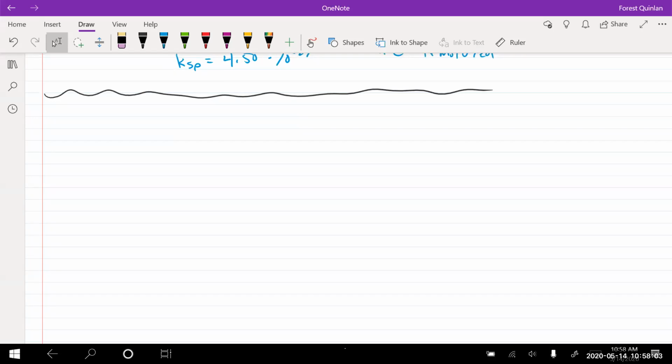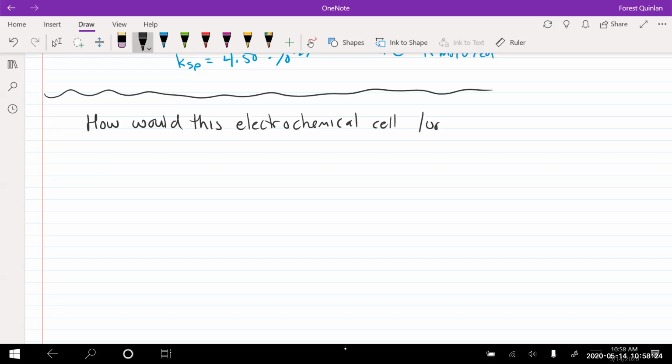In fact, we'll talk a little bit about batteries if we get time today. What I want to do is look at how this electrochemical cell would look on paper. And what I mean by this is, in a book.